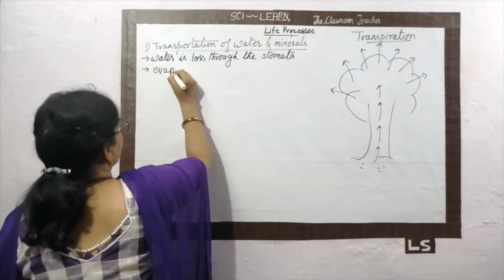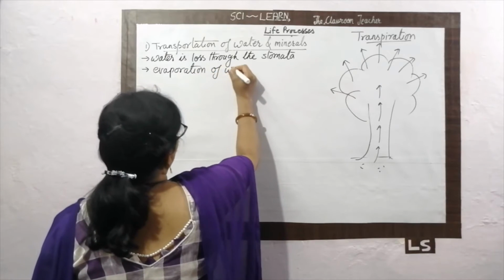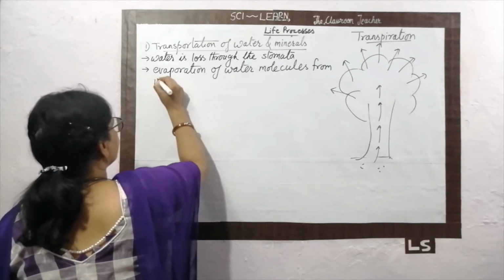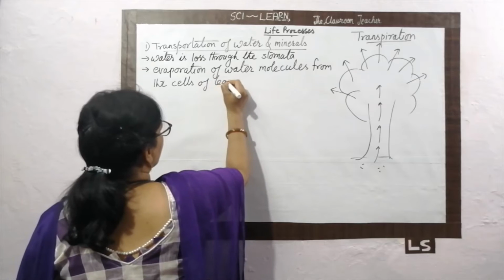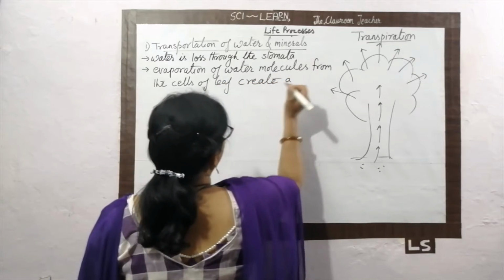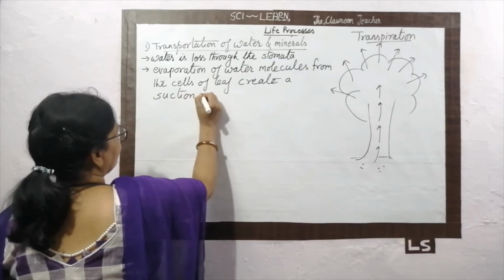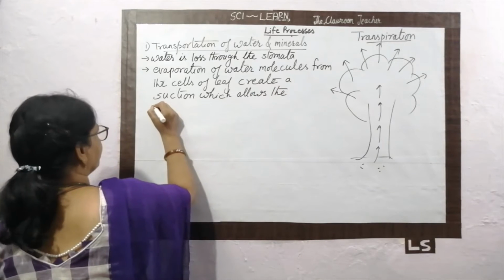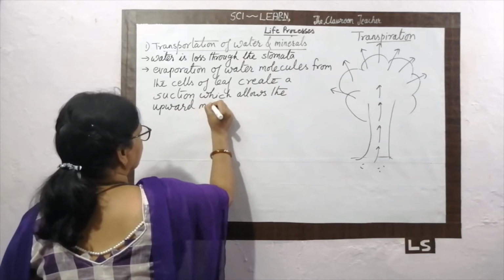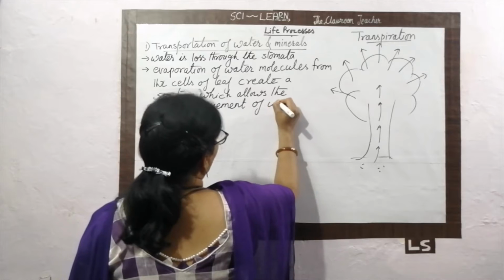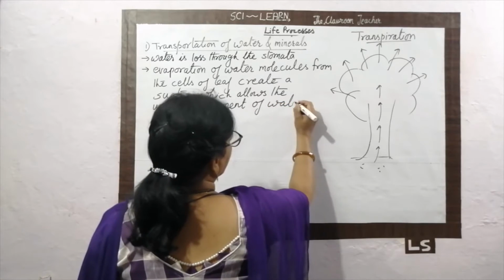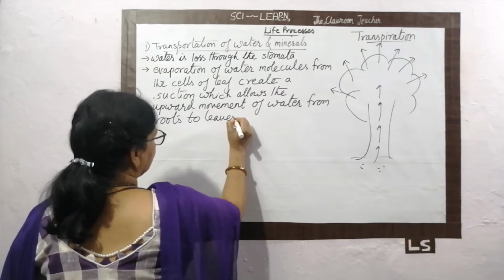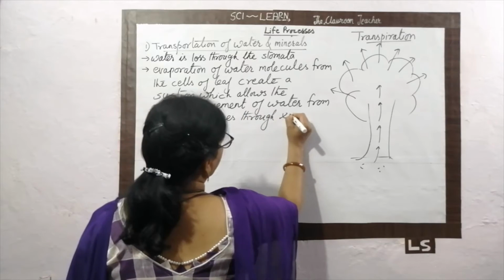Evaporation of water molecules from the cells of the leaf creates a suction which allows the upward movement of water from roots to leaves through the xylem vessel.